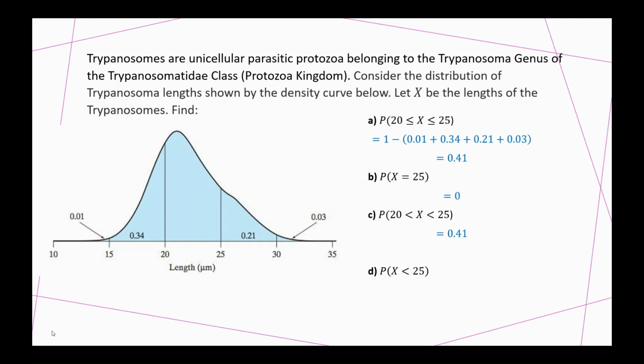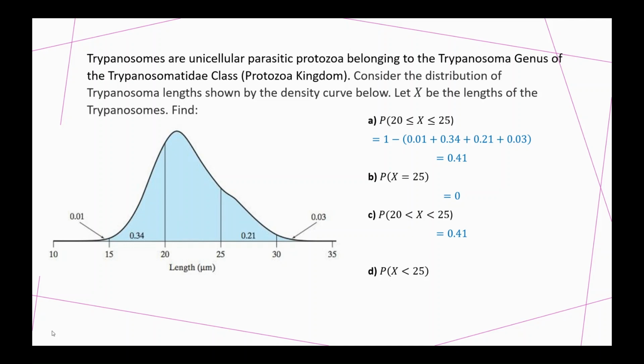This will not be the case when talking about discrete probability models. But luckily with continuous, you can kind of ignore whether it says equal to or not on the inequalities.